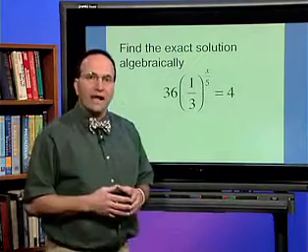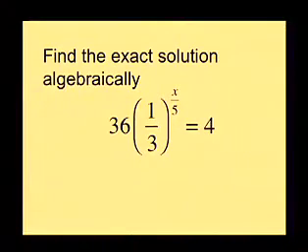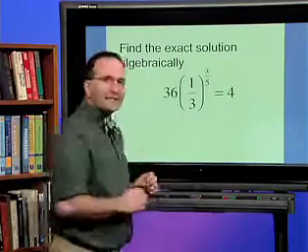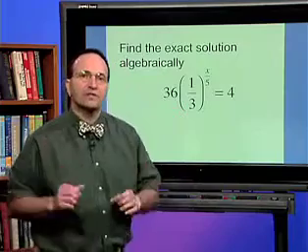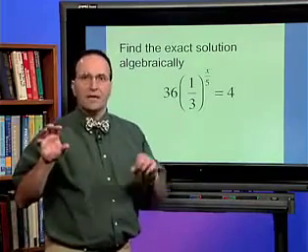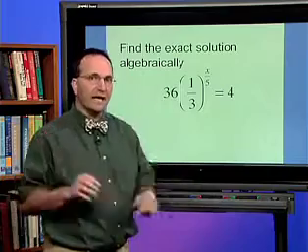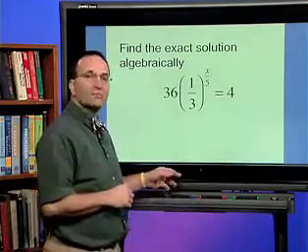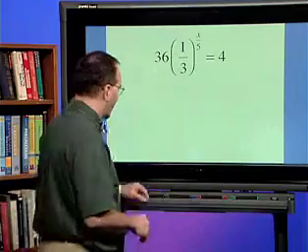We can try this out by looking at an example and solving this particular equation exactly, algebraically, for the value of x. The way to do it is, we look at the equation itself and say, okay, if we can write each side as an exponential expression, that is, the same base raised to an exponent, then we can say that the exponents are equal. So let's take a look.